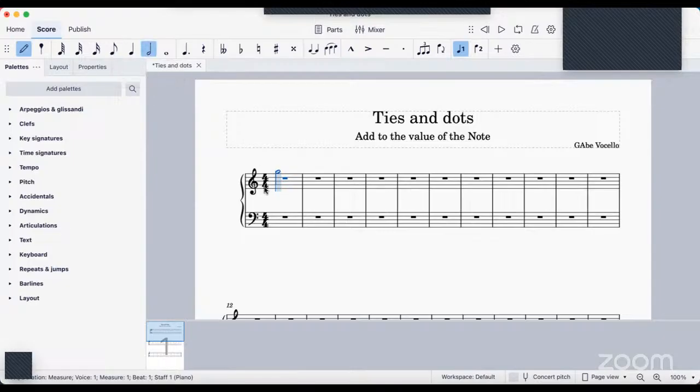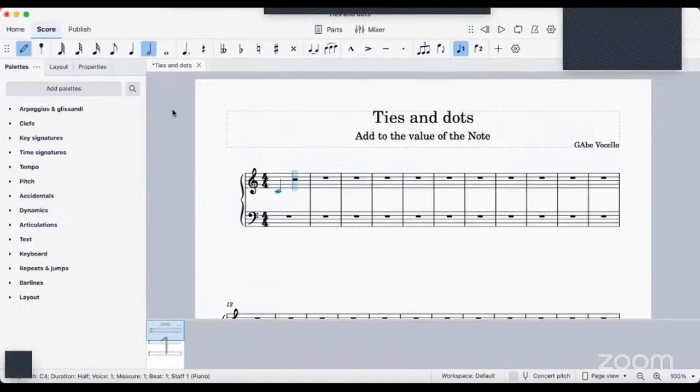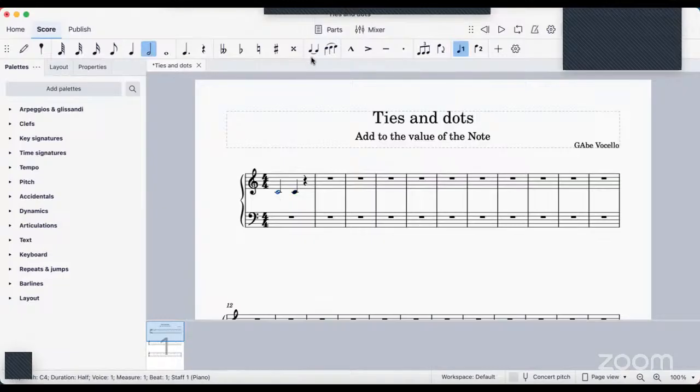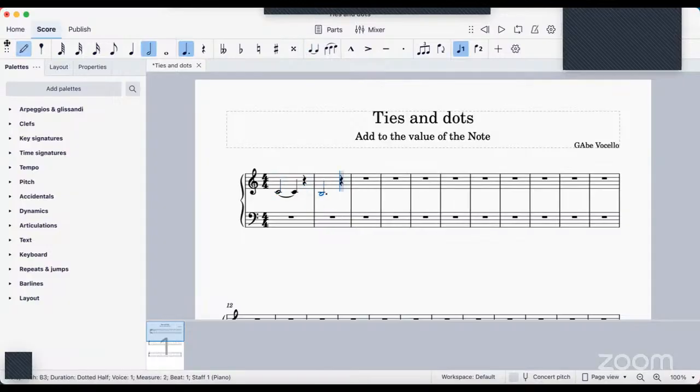I'm going to add here one half note plus one quarter note. They need to be the same pitch note and the same clef. So you add one tie. This tie is equal to a dotted half note. So the quantity of the dot is half of the value of the note. So half of the half note is a quarter note.